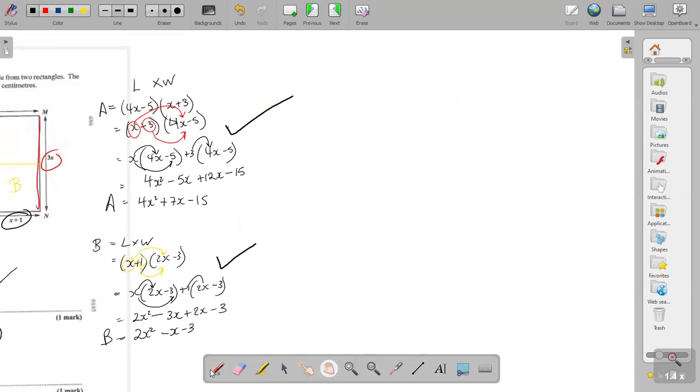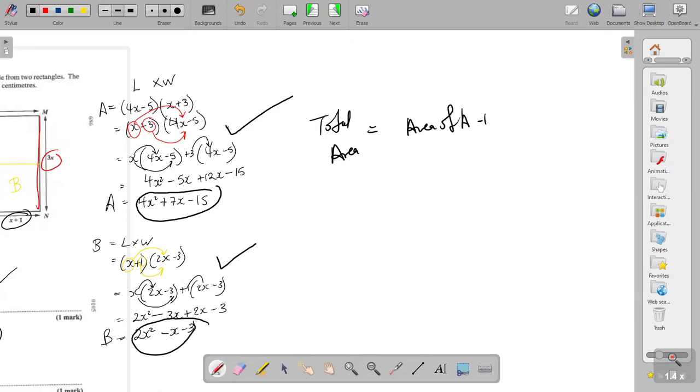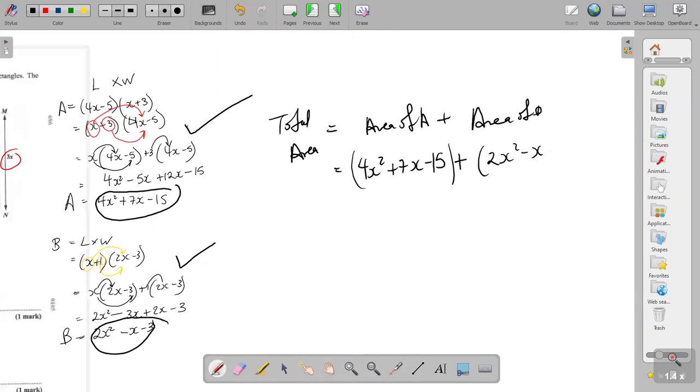So now we're going to find the total area. That's where the word total comes from. It's going to be this plus this. So area of A plus area of B. That will give me 4x squared plus 7x minus 15, plus 2x squared minus x minus 3.